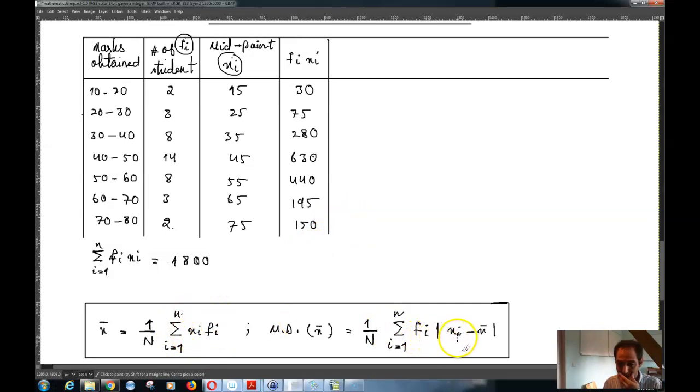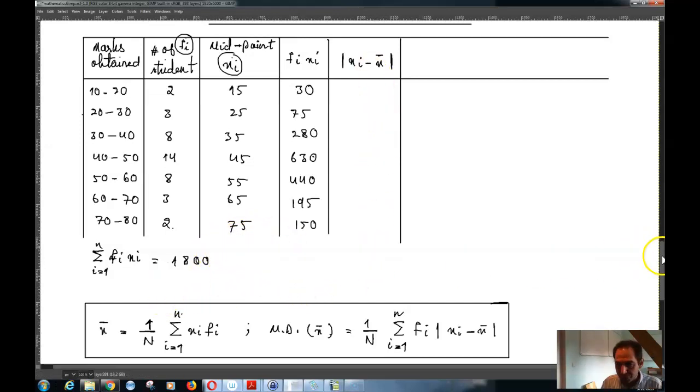Now, the next thing that we need here is x sub I minus x bar, and take the absolute value of that. So I write the absolute value of x sub I minus x bar, and that is equal to basically x sub I is here and x bar is here. Oh, I haven't calculated x bar yet.